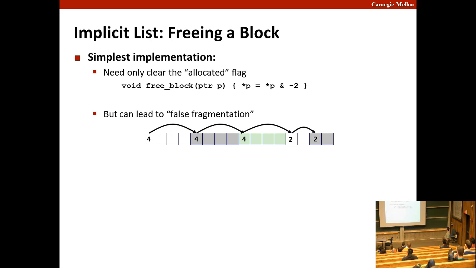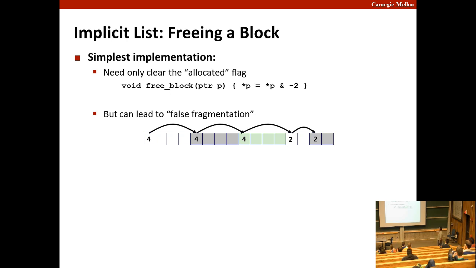All right. Let's say we want to free a block. Well, the easiest thing we can do is just whack the allocated bit. Simply mark it as unallocated. What's the problem with that? Well, this is false fragmentation. It looks like I have a block of size 4 and a block of size 2. Oopsie.